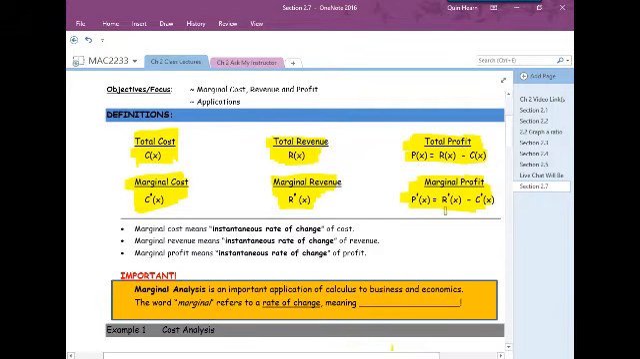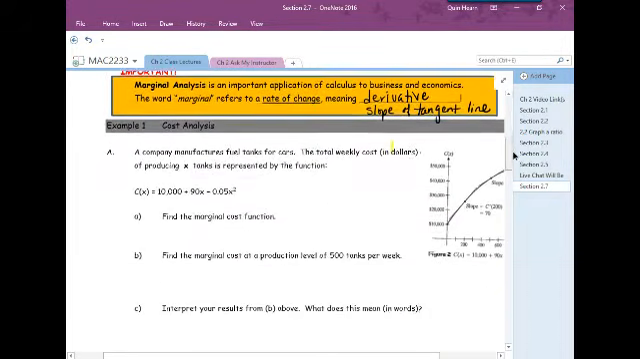Okay, so marginal analysis is what we're doing when we're talking about marginal cost, marginal revenue, marginal profit. And it's an important application of calculus to business and economics. Okay, the word marginal refers to rate of change, meaning derivative. It also means slope of the tangent line to a curve.